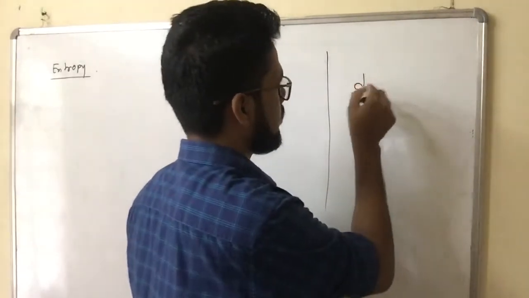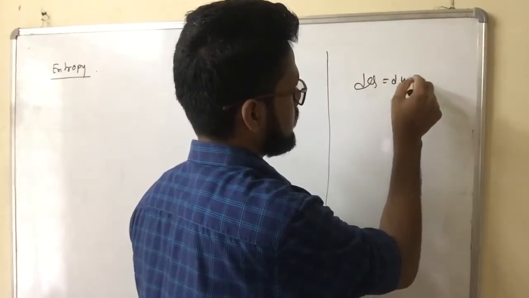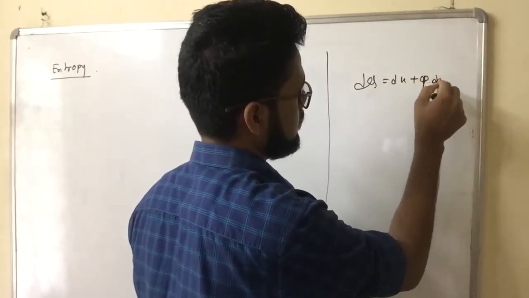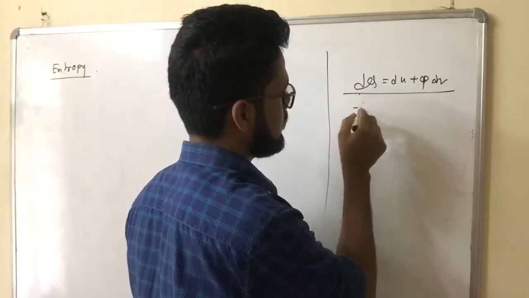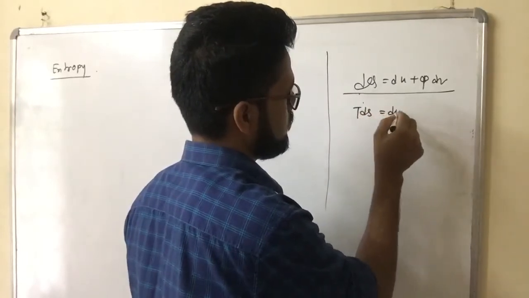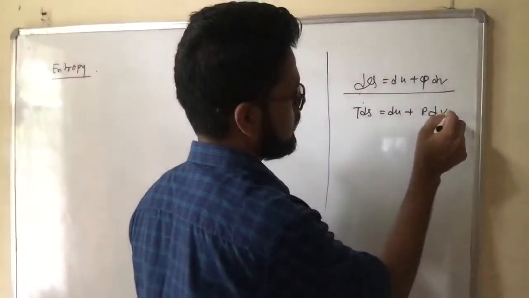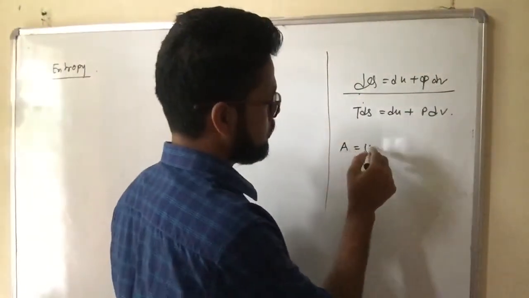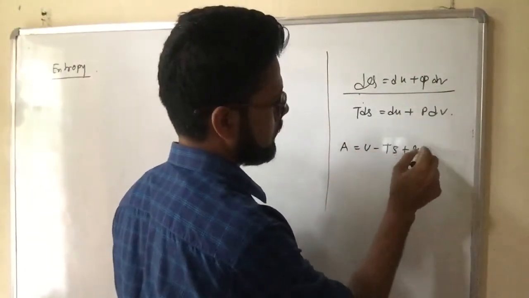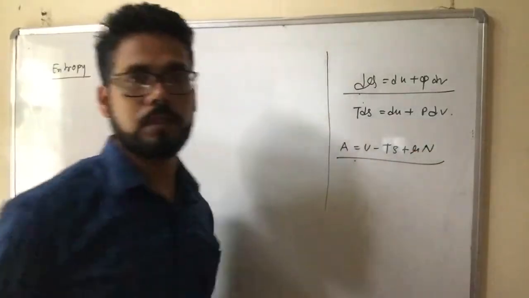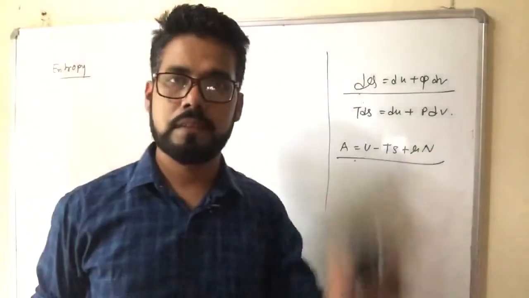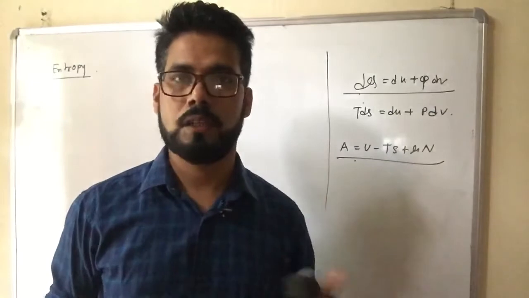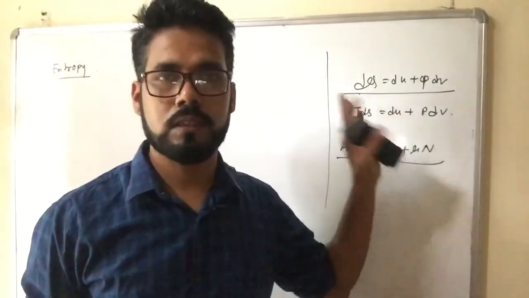One is the thermodynamical relation dq, that is TdS equal to dU plus PdV. This is the first relation. The second relation is A equal to U minus TS plus mu N. From these two relations you can derive every parameter in thermodynamics, so every time you should focus on them.